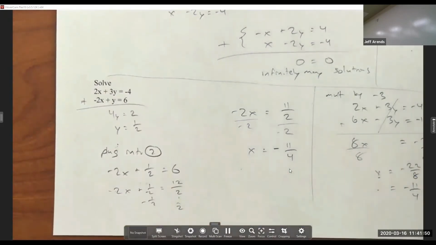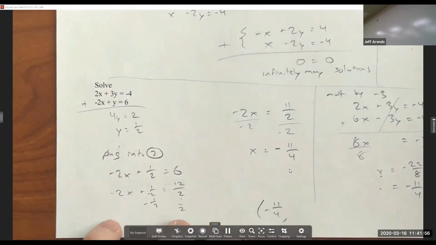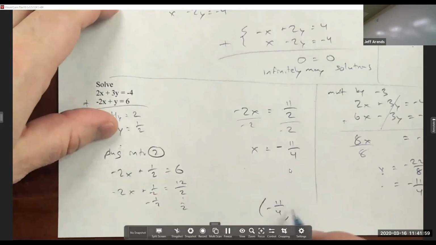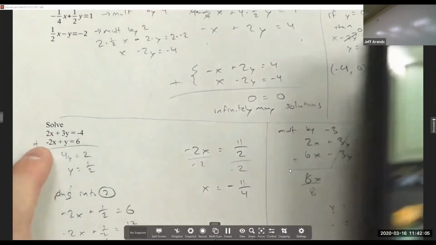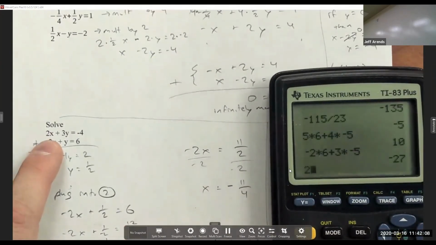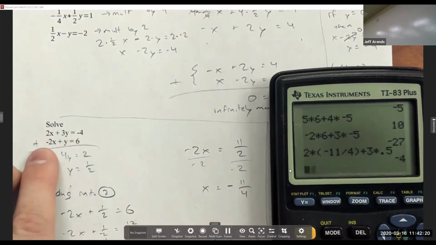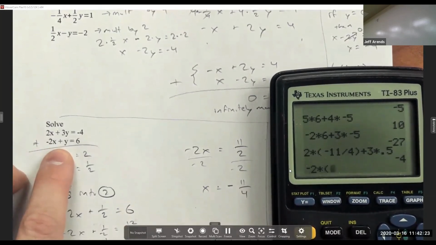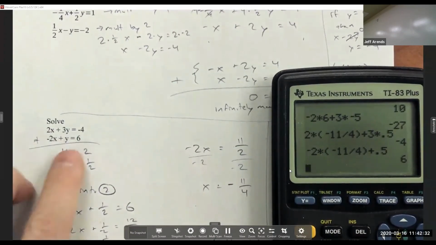And again, you can check your work here, making sure that the point negative 11/4, comma, 1/2, where I found my y coordinate right here, satisfies both of these equations. 2 times negative 11 divided by 4 plus 3 times, I'm just going to call this 0.5, gives me a negative 4 there, and negative 2 times negative 11/4, I could do the decimal representation of that one as well, but whatever. I'm already done, so I get a 6 there, and that's what I expect.